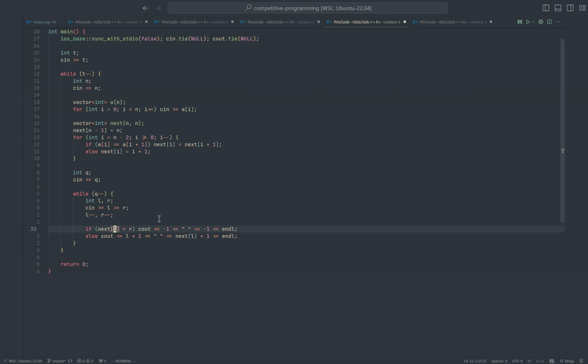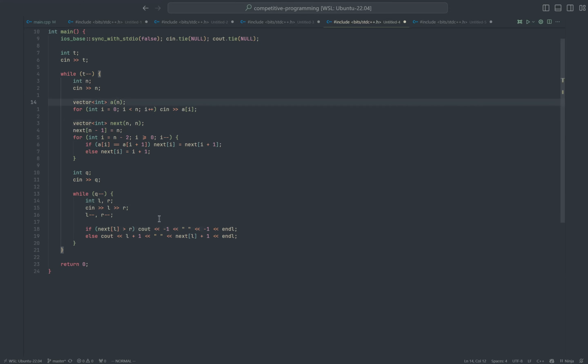And then in case the next of L is greater than R, it means that all the elements in the range must be equal. Otherwise, I will just answer L plus 1 and next of L plus 1. I'm adding plus 1 here to convert 0-based to 1-based indexing. So I hope that the implementation is clear. This one was pretty straightforward. Now let's look at the time complexity.